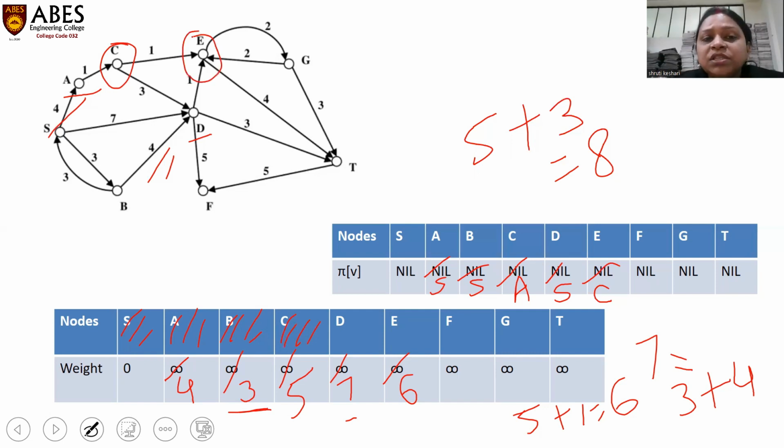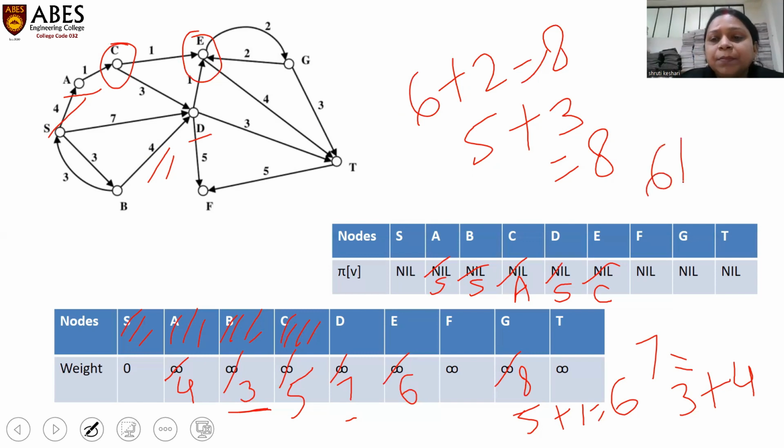From E, there are only two edges starting: one from E to G and second is E to T. G is containing the infinity weight and when we are going from E, E is containing the weight of 6 plus 2, that is 8. 8 is less than the infinity. Update the value of G. Now we are talking about the T. T is also containing the weight of infinity. When we are moving from E to T, E is containing the weight 6 plus the edge from E to T is containing the weight 4, that is 10. 10 is again less than infinity. Relax the value of T. And update the parent of G and T as E.